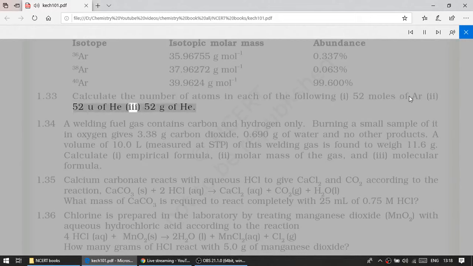3. 52 g of He. 1.34 A welding fuel gas contains carbon and hydrogen only. Burning a small sample of it in oxygen gives 3.38 g carbon dioxide, 0.690 g of water and no other products. A volume of 10.0 L, measured at STP, of this welding gas is found to weigh 11.6 g. Calculate 1. empirical formula, 2. molar mass of the gas, and 3. molecular formula.